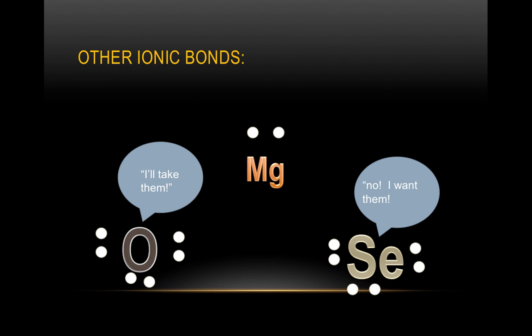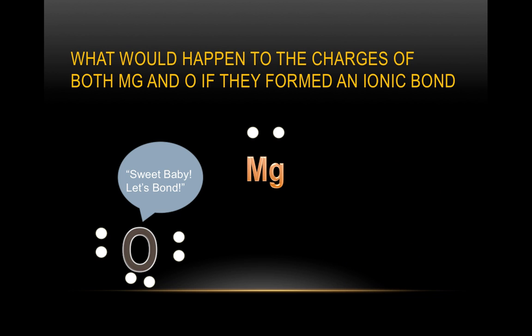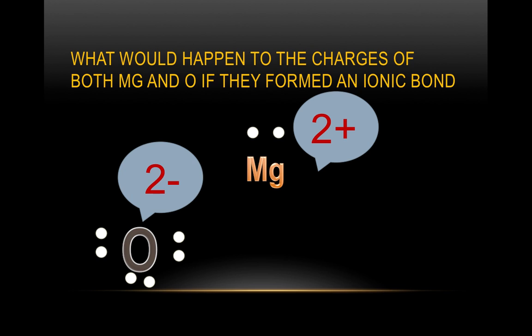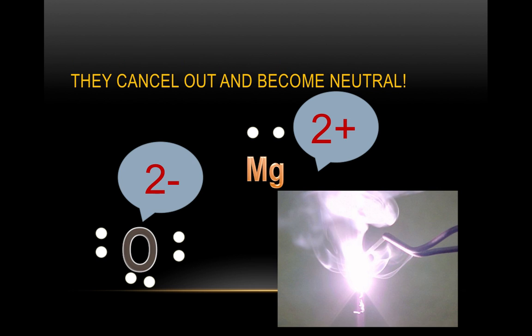Couple takers out there. We got O, we got Se. They're going to fight over Mg's electrons, and looks like O gets them. So O's like, sweet, let's bond. I'll take your electrons. So when Mg gives its electrons to O, it loses 2, and it becomes 2 positive. O gains 2 electrons, and it becomes 2 negative. And these guys cancel out their charges, and the overall compound that's formed is neutral. All compounds are neutral because the charges should cancel out.